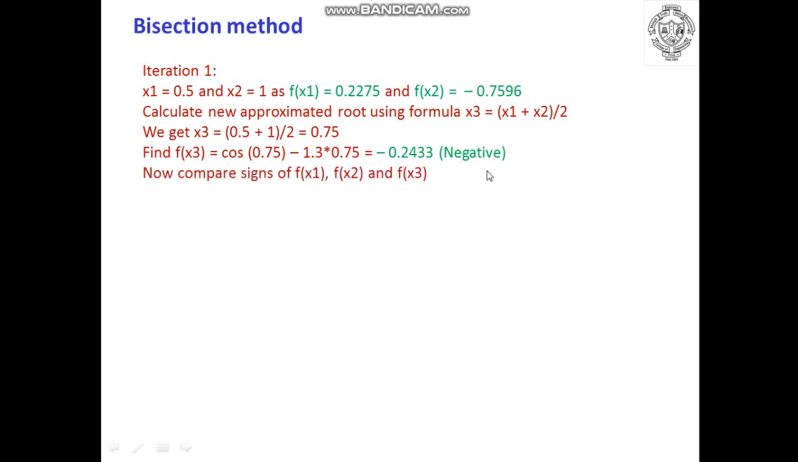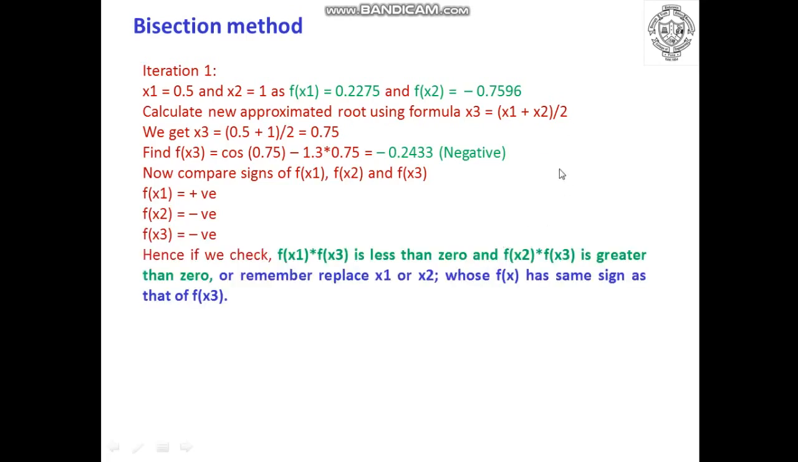So now let us compare the signs of f of x1, that is this term, f of x2, that is this term, and f of x3, that is this particular term. So if we compare, we will find that f of x1 is positive, f of x2 is negative, and f of x3 is also negative.